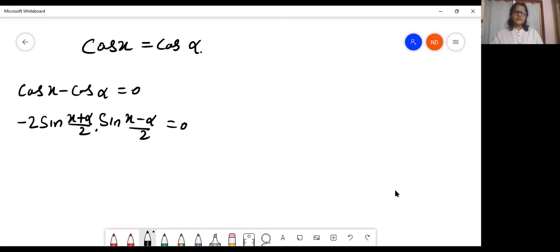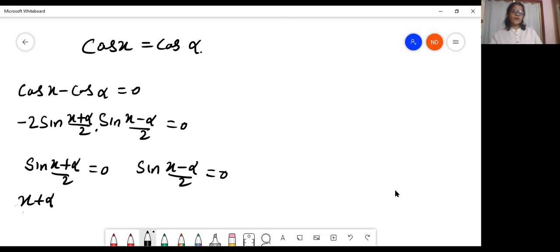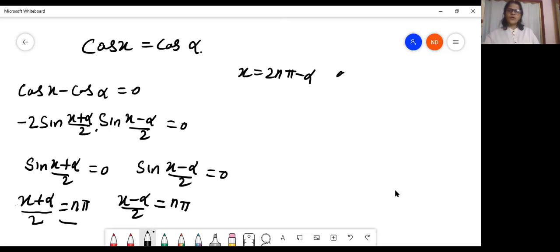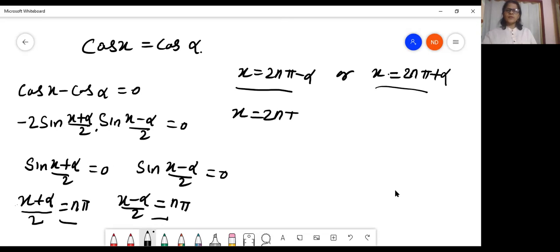Now the difference of two angles we have expressed as a product. So it means a product of terms. So you can have sin of (x plus alpha) by 2 equal to 0, or sin of (x minus alpha) by 2 equal to 0. It gives us (x plus alpha) by 2 equal to n pi. Here you can get (x minus alpha) by 2 is also n pi. So from this case you can get x equal to 2n pi minus alpha, or from this case x equal to 2n pi plus alpha. Combining the two cases we get x equal to 2n pi plus minus alpha.